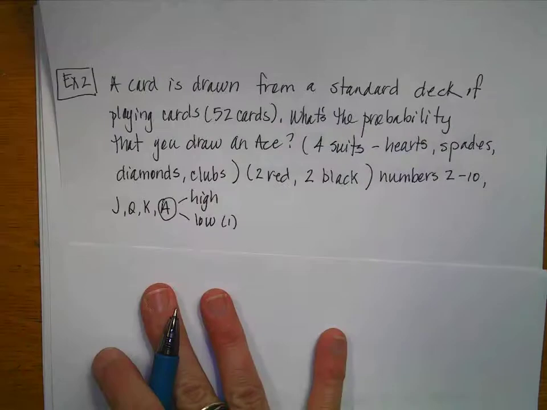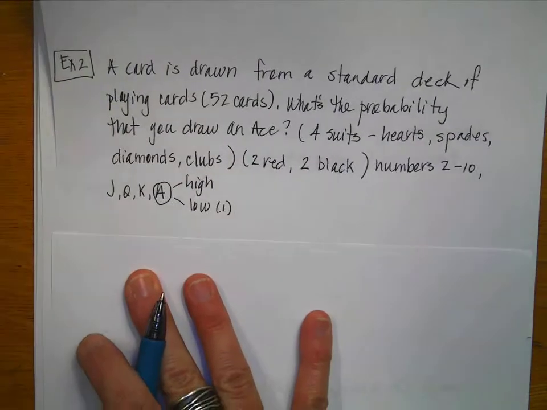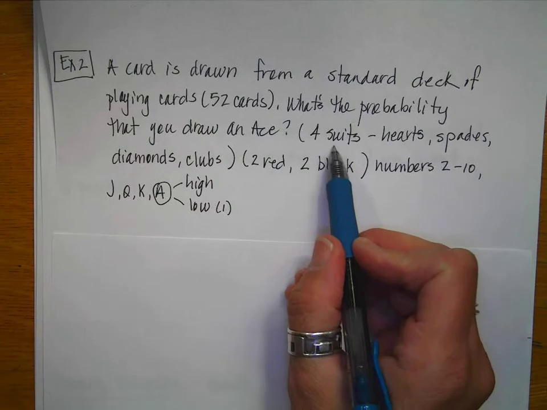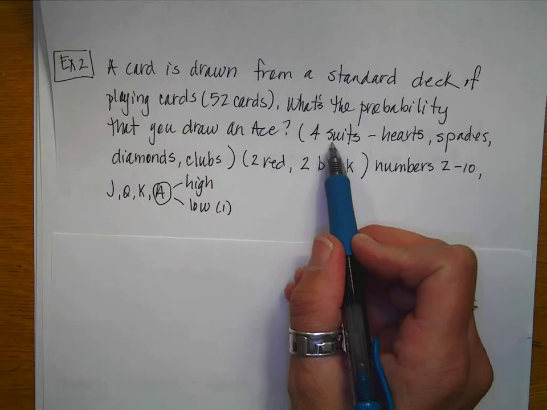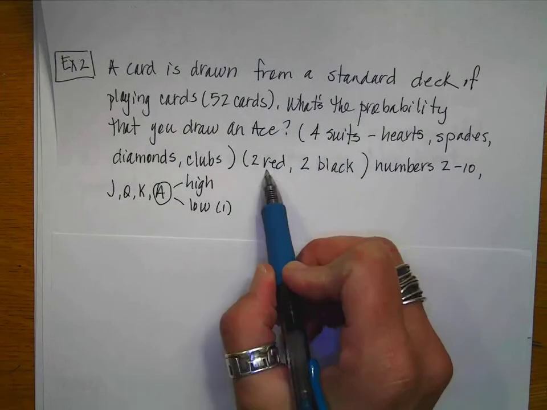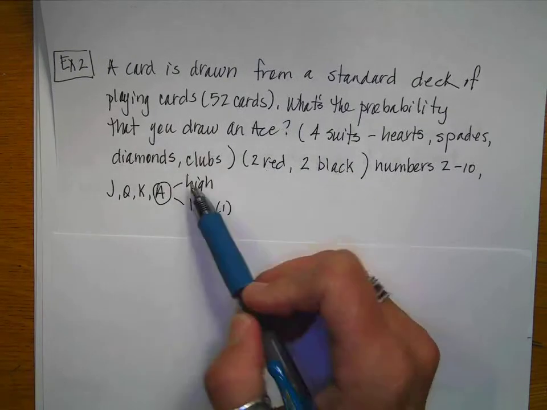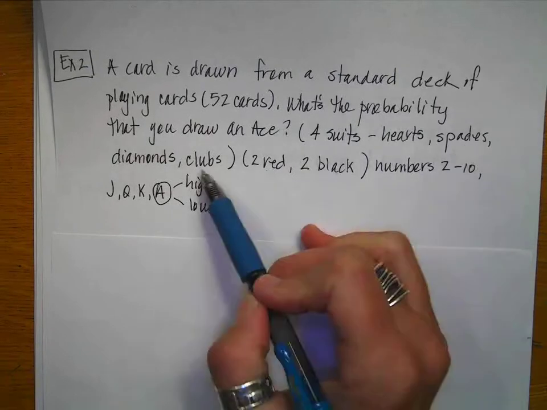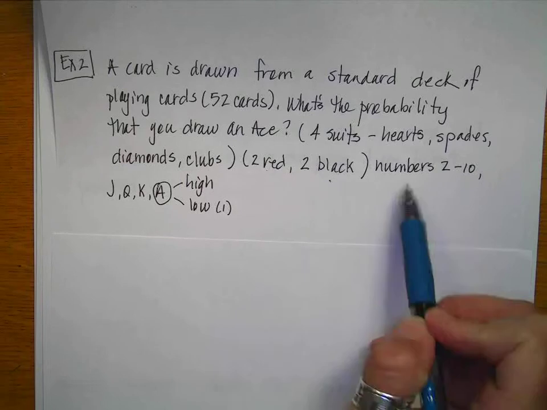So the second example says a card is drawn from a standard deck of playing cards, which are 52 cards, in case you didn't know that. What's the probability that you draw an ace? So I've given you some generic card information if you're not a card-playing human. There are 4 suits of cards. There are hearts, spades, diamonds, and clubs. 2 of those suits are red. Diamonds and hearts are red, and then spades and clubs are black.